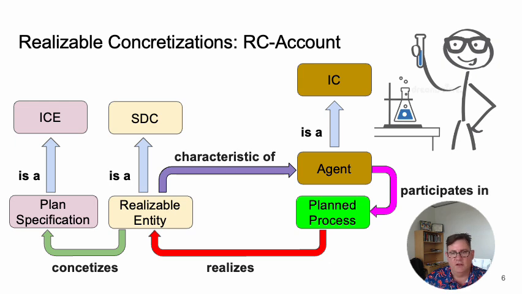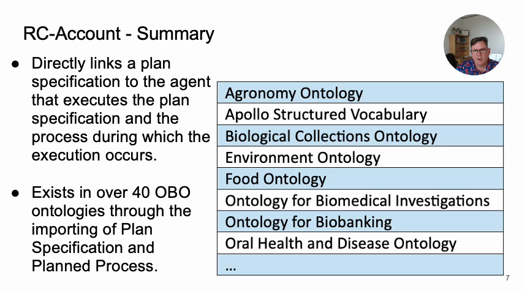For example, the occurrence of a chemistry experiment involves realizing the chemist's plan, a realizable entity that concretizes the plan specification which contains the instructions for performing the experiment. To summarize, the RC account provides a nice design pattern that links the plan specification, agent, and plan process. The RC account has heavily influenced how plans and their execution are represented in the OBO Foundry, with over 40 OBO ontologies importing IAO's plan specification and plan process terms.